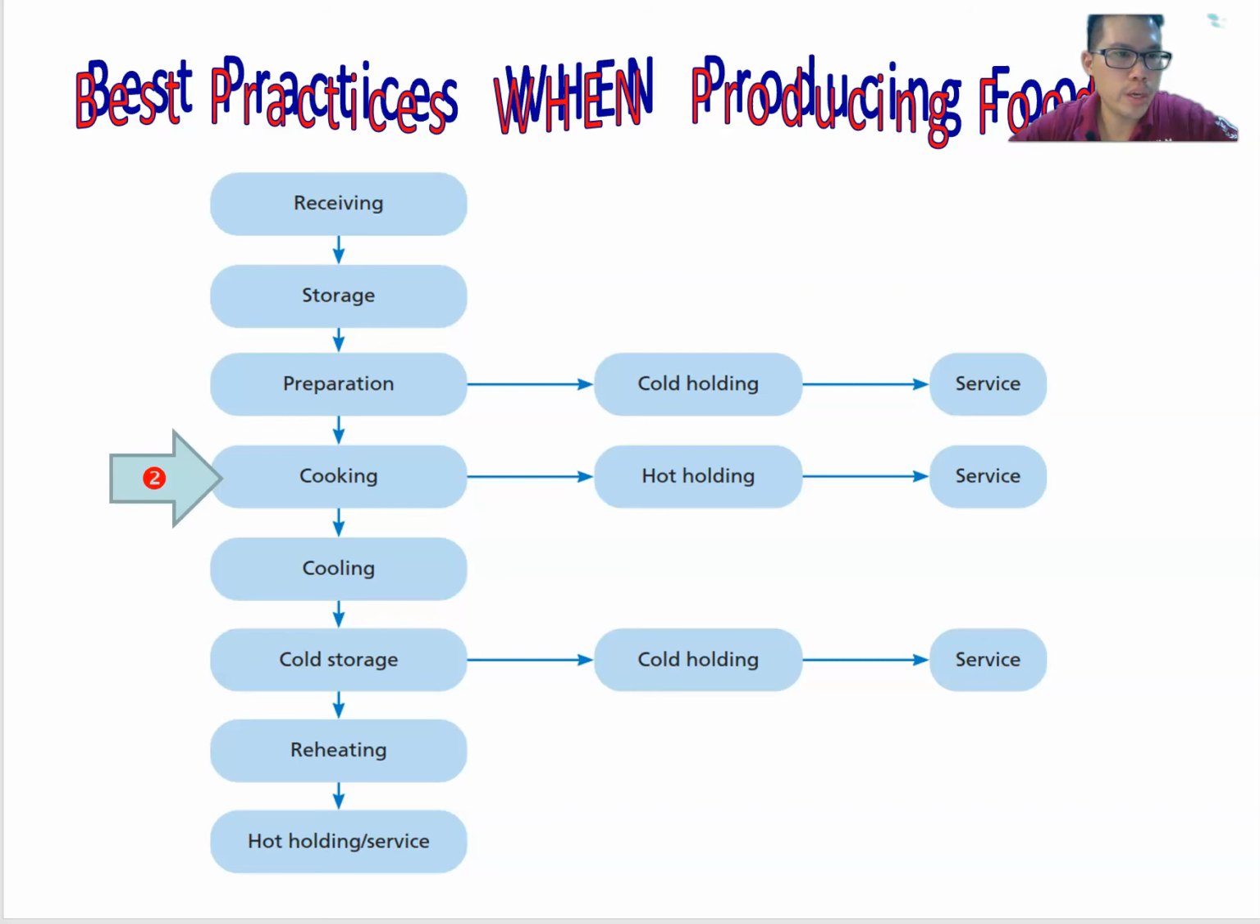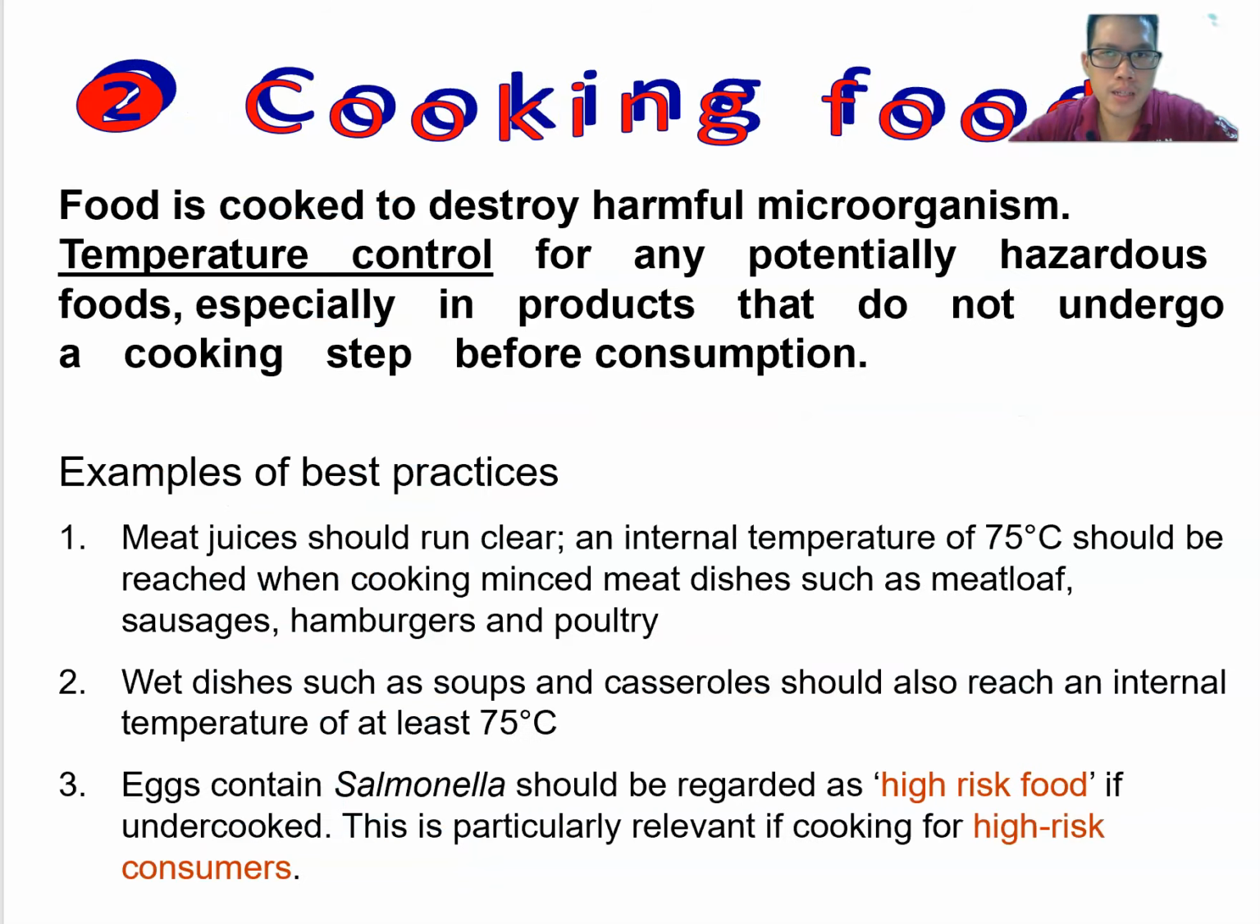Okay, next is cooking. For cooking, make sure that you cook above 75 degrees Celsius. Minimum 75 degrees Celsius and above. How do you know? When you heat the internal, not the outside, inside the meat, it must reach 75 degrees Celsius.